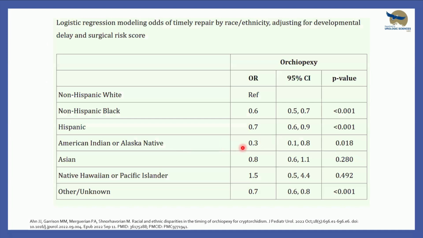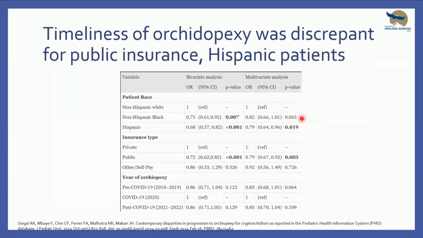You see the odds ratio here is 0.3, confidence interval 0.1 to 0.8. For Black patients, it's 0.6, with white patients being your reference of 1. So certainly lower for the odds of timely repair. And then this paper is the one from 2024. Looking again, we see even after multivariate analysis, less timely for Hispanic patients and those with public insurance status.